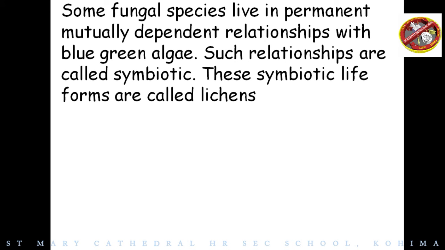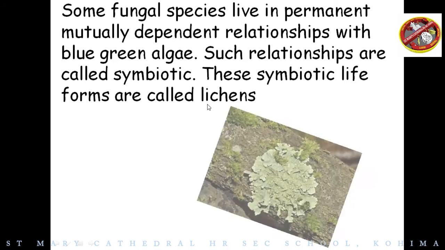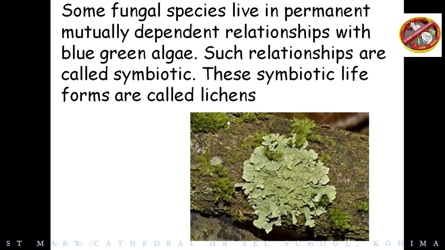Some fungal species live in permanent mutually dependent relationships with blue-green algae. Such relationships are called symbiotic. These symbiotic life forms are called lichens. So this is lichens. Here the fungi stay in a relationship with other organisms like blue-green algae. They have a mutual relationship. They depend on each other. Such relationships are called symbiotic, and these symbiotic life forms are called lichens.